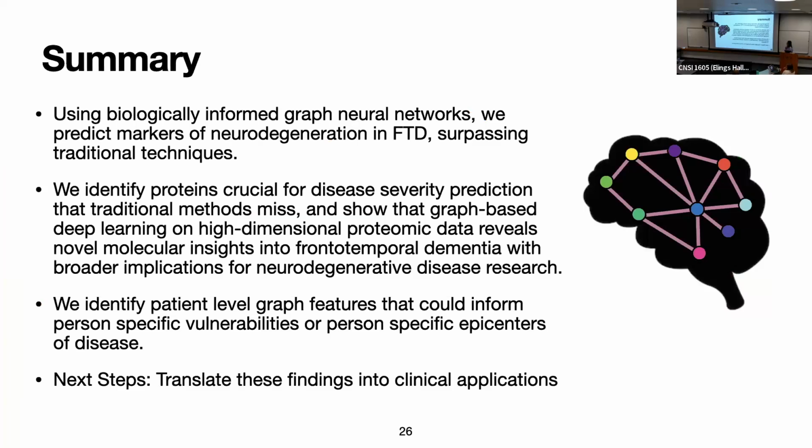So in summary, we use biologically informed graph neural networks, and we surpass traditional techniques to predict markers of neurodegeneration. We identify proteins that are crucial for disease severity prediction that traditional methods miss, and show that graph-based deep learning on high-dimensional proteomic data reveals novel molecular insights. This can hopefully be applied to other neurodegenerative diseases in the future. We also identify patient-level graph features that could tell us patient-specific epicenters of disease in the future. The next steps are to figure out how to translate these things into clinical applications, because the goal is how we can best help people and deploy these findings into the real world, to make the reality of having one of these mutations something that is not so negative.